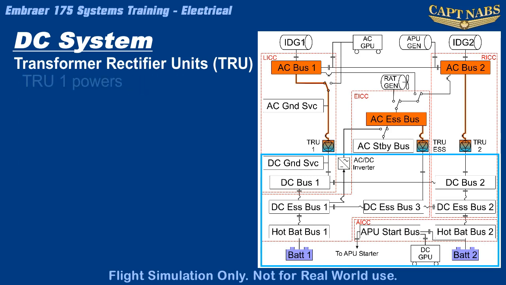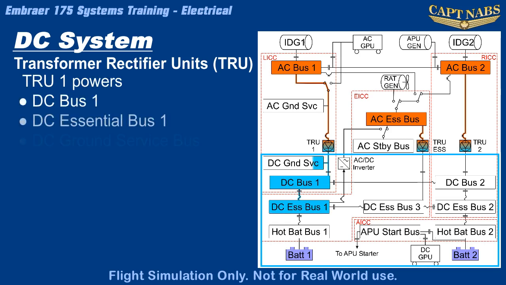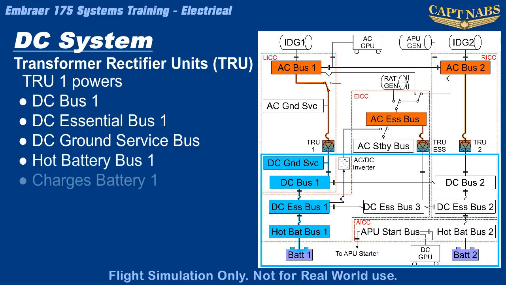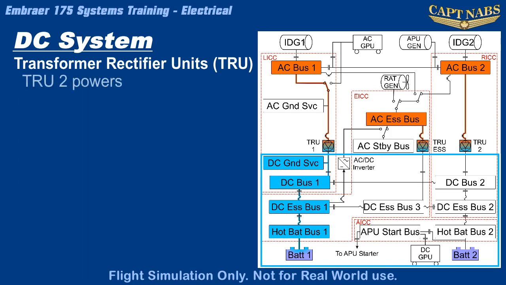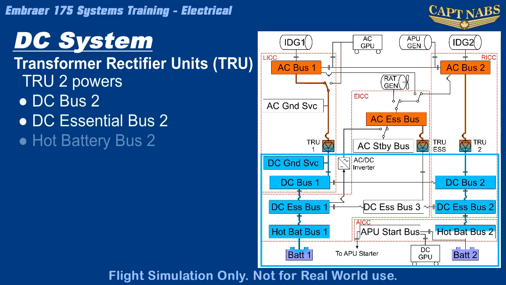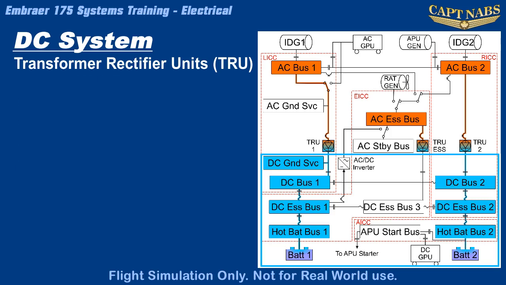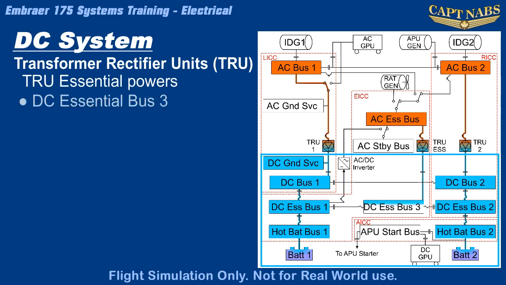TRU1, as you can see here, supplies DC bus 1, DC essential bus 1, the DC ground service bus, and the hot battery bus 1, and also charges battery number 1. TRU2 provides power to DC bus 2, DC essential bus 2, hot battery bus 2, and charges battery number 2. TRU essential supplies power to DC essential bus 3.